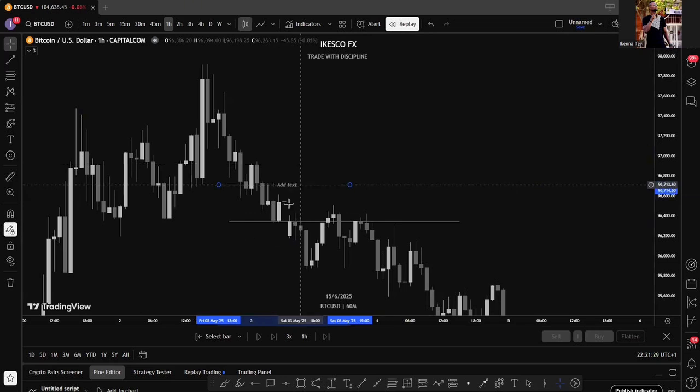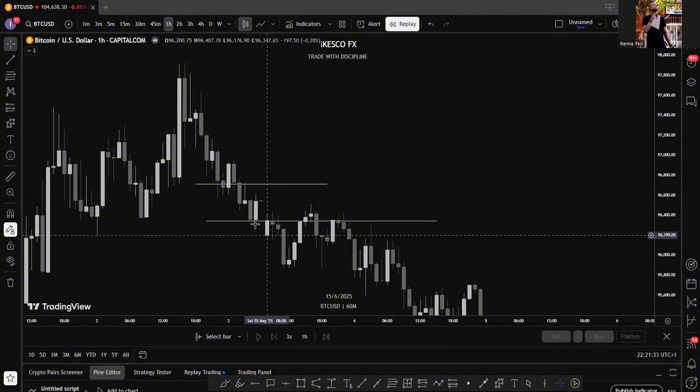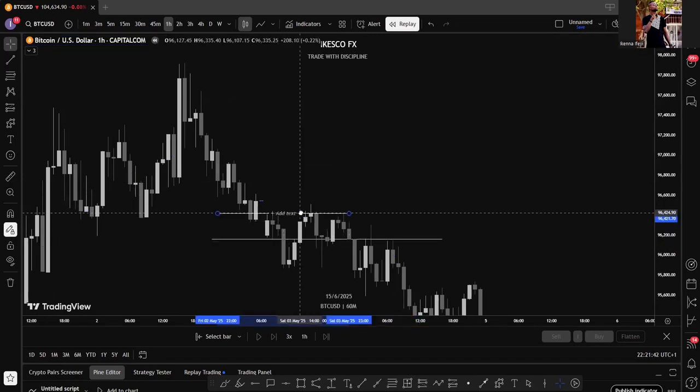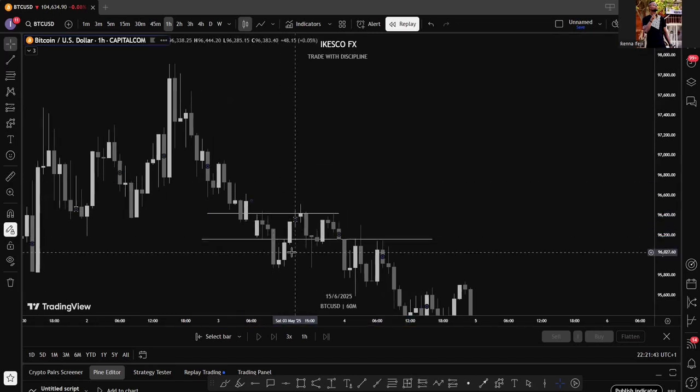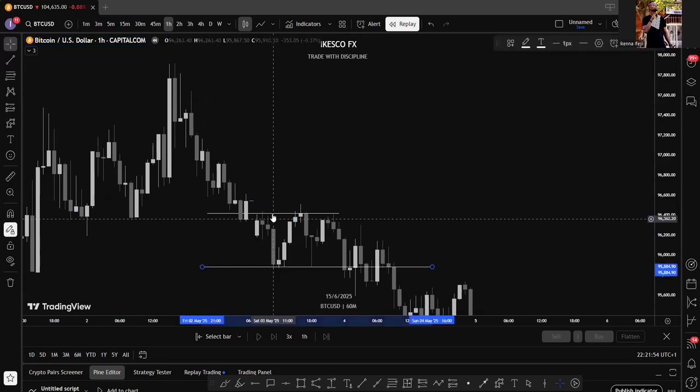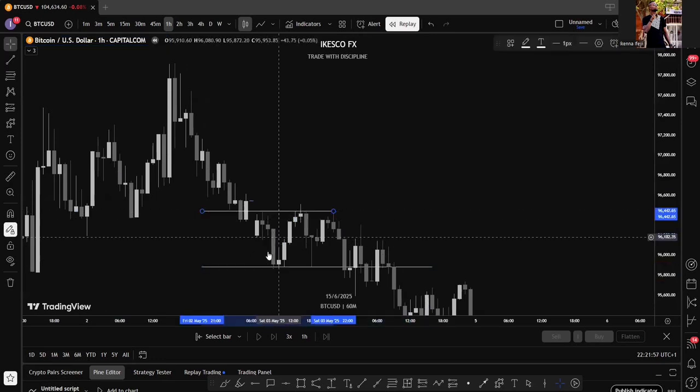Right? The market came back again and took out this low. This is our new low, and this is now our new high. The market went again and took out this particular one, and took out this one. That is now our new low. This is now our new high. Right? The market now went up and took out this high.